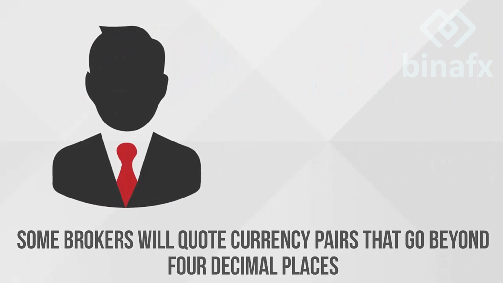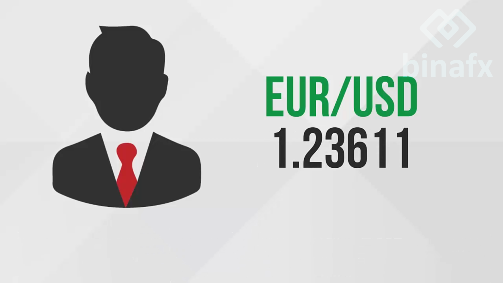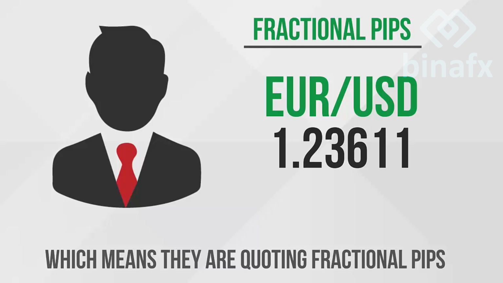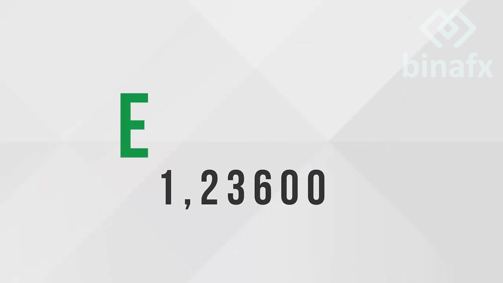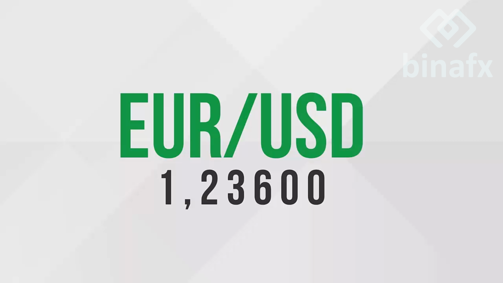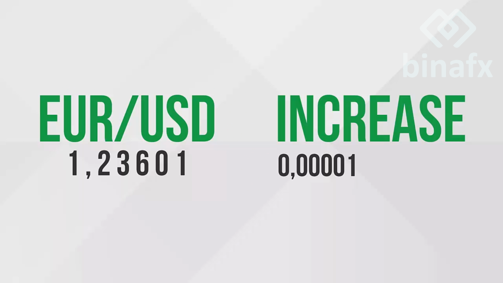Some brokers will quote currency pairs that go beyond 4 decimal places, which means they are quoting fractional pips, which are also referred to as pipettes. If the euro-US dollar moves from 1.23600 to 1.23601, the 0.00001 would be called 1 pipette.